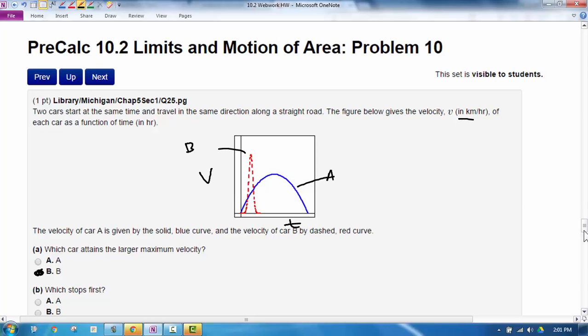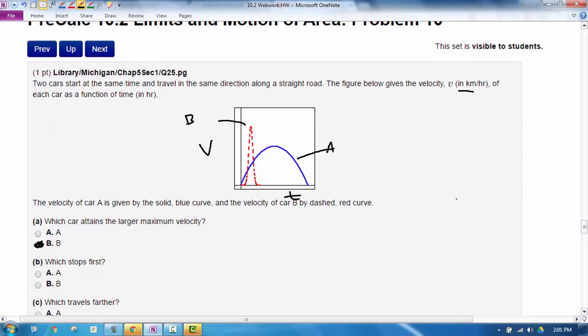And then which car stops first? Well, stopping in this situation would be where the velocity is 0. And the velocity is 0 right here for car B and right here for car A. So it would be car B.